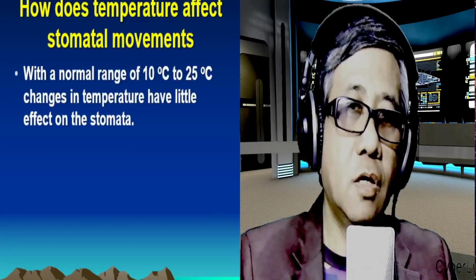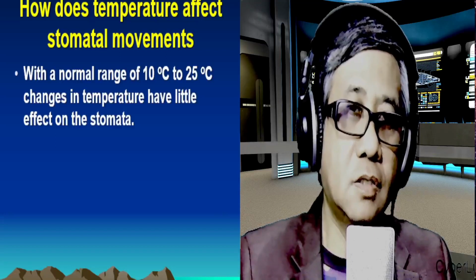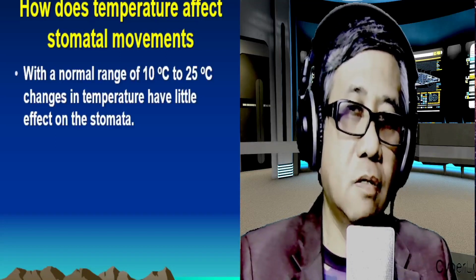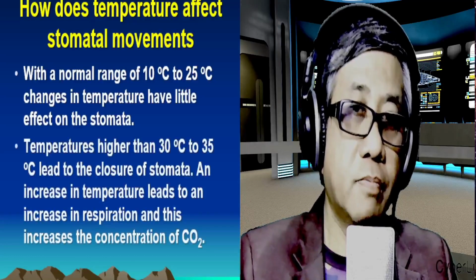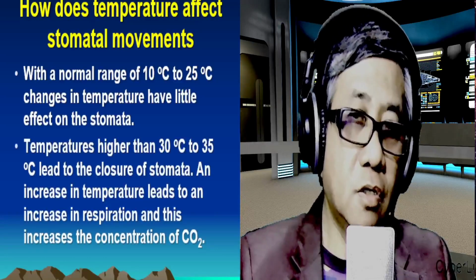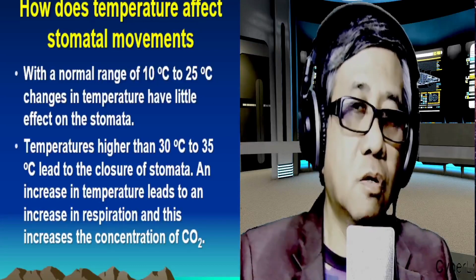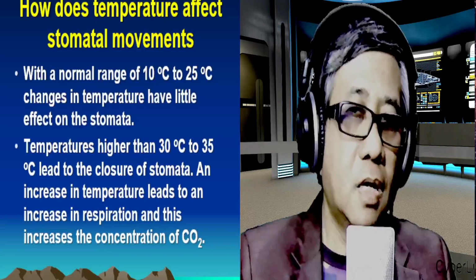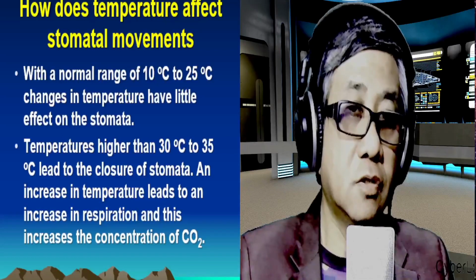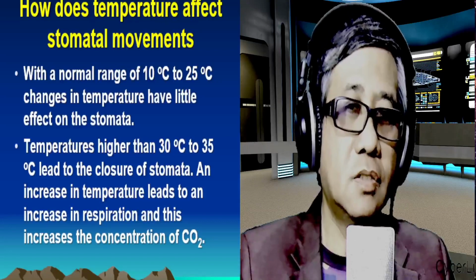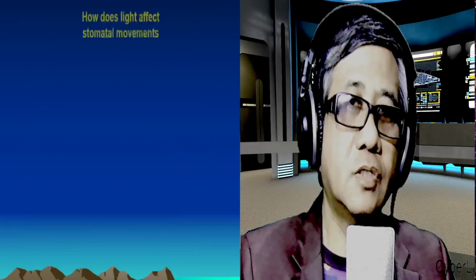So with a normal range of 10 degrees Celsius to 25 degrees Celsius, changes in temperature have little effect on the stomata. But as temperatures get higher than 30 to 35 degrees Celsius, this will lead to the closure of the stomata. An increase in temperature leads to an increase in respiration, and this increases the concentration of carbon dioxide.